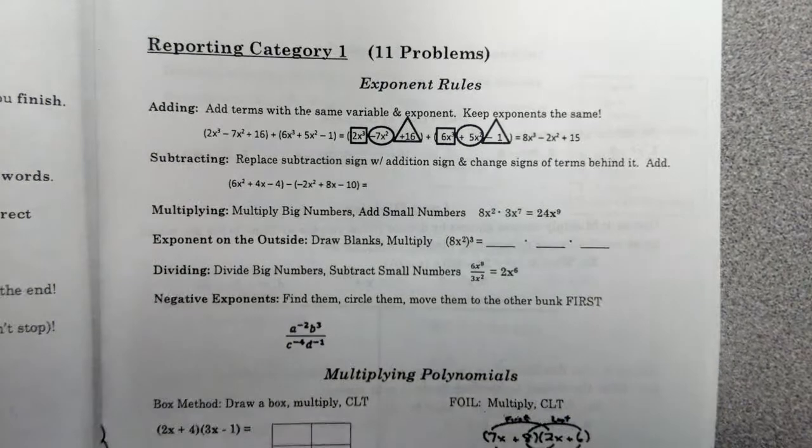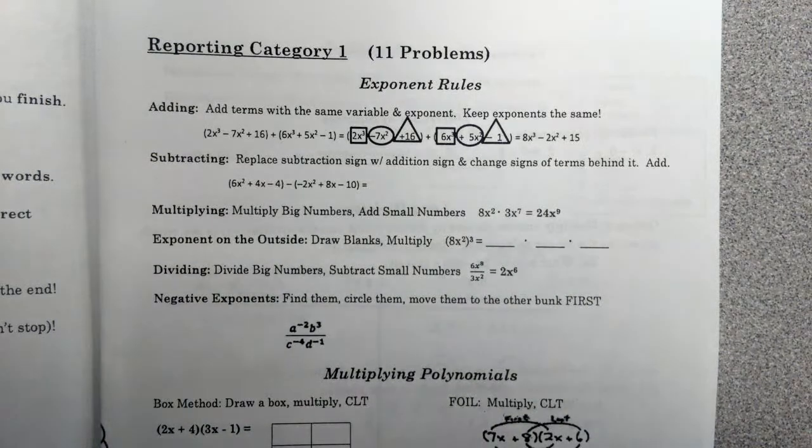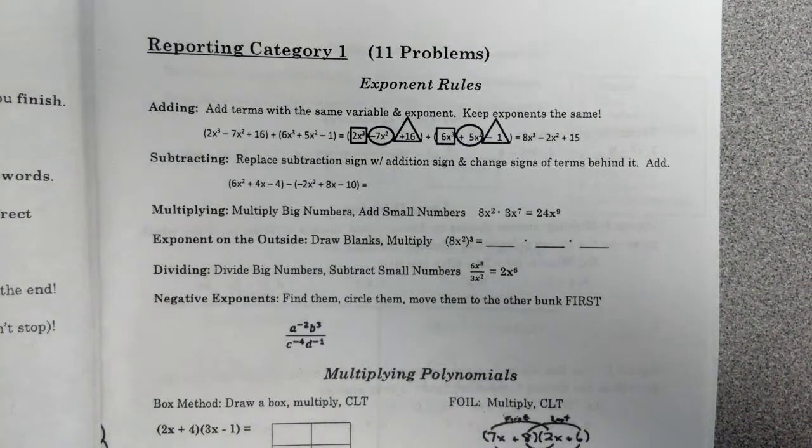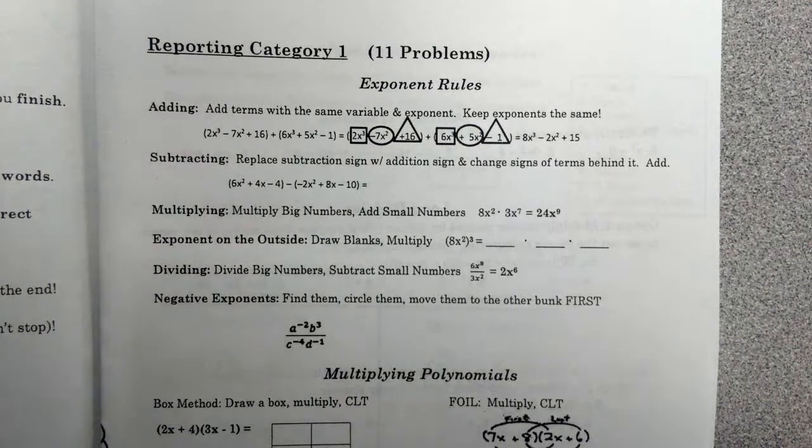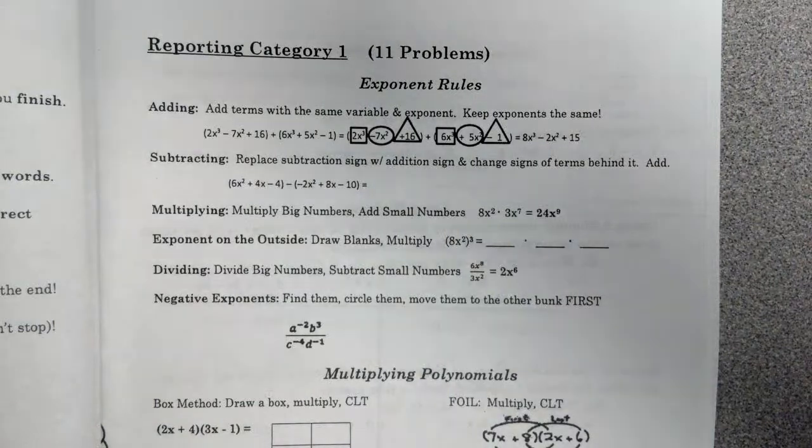What's up, guys? This is reporting category 1 in our STAR Algebra 1 review book. This is the station at the teacher table, and we're just going to go over some notes and do some examples to give you some tips to help you on the STAR test. Reporting category 1 goes over exponent rules, laws of exponents, and factoring. So let's just get right into it.